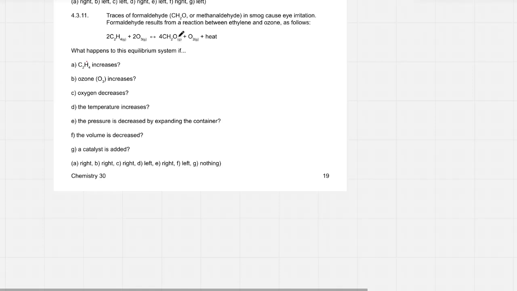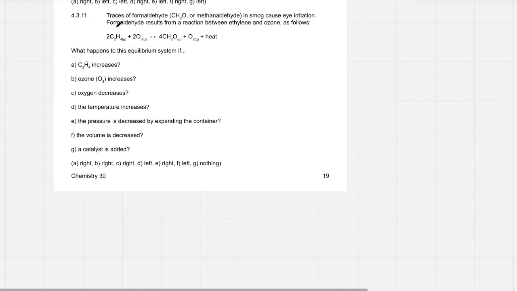If we increase ozone, the system will consume ozone and make right side stuff, so it'll shift to the right. Oxygen decreases. If we take away oxygen, the system will make more oxygen, so right side will go up, left side will go down. So we'd say the system will shift to the right. Temperature increases. That's a stress here. What does the system do? Down on the right, up on the left, or we'd say it shifts left.